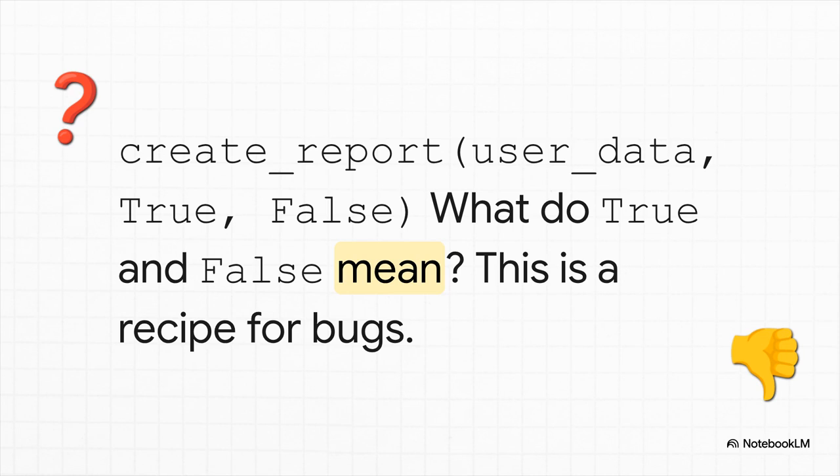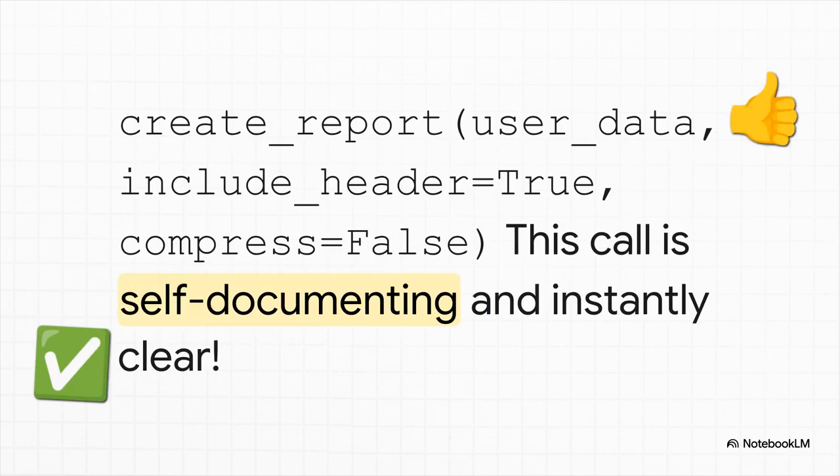create_report(user_data, True, False). What on earth do True and False even mean here? You have no idea, right? You'd have to go hunt down the function definition to figure it out. This is just a recipe for future bugs. Now compare that to this. It's night and day, isn't it?